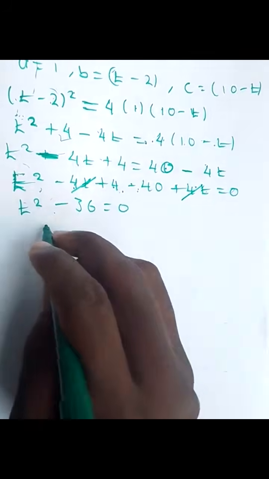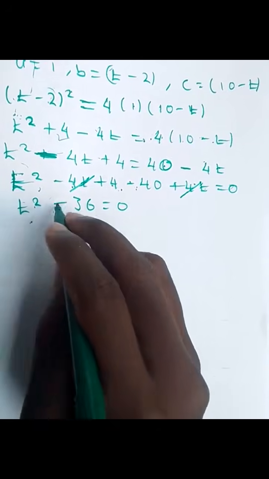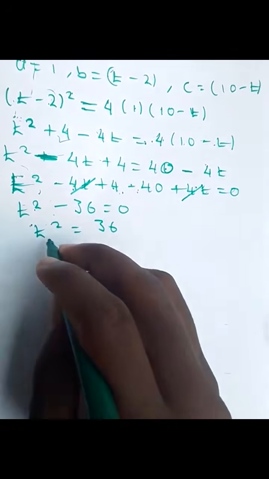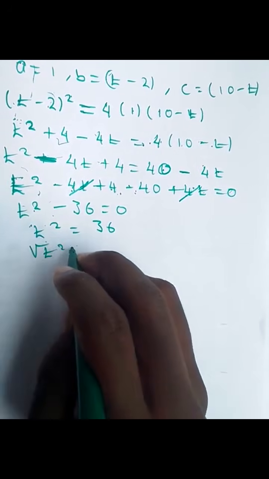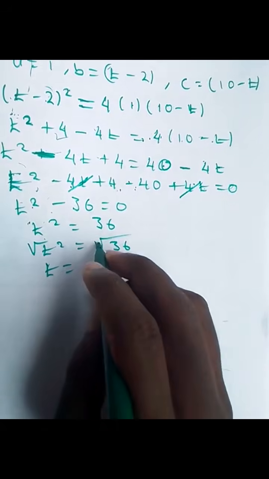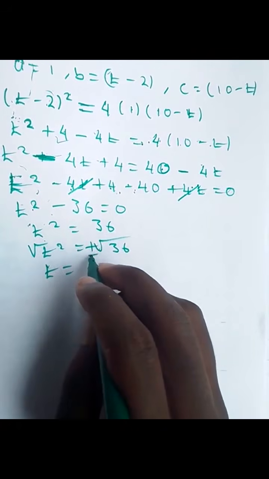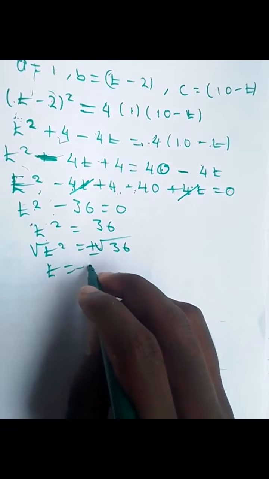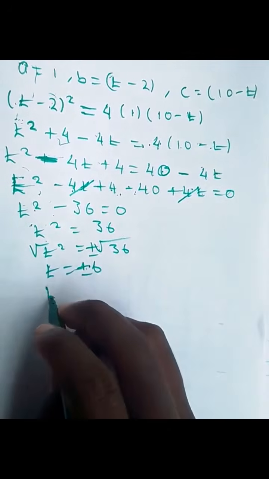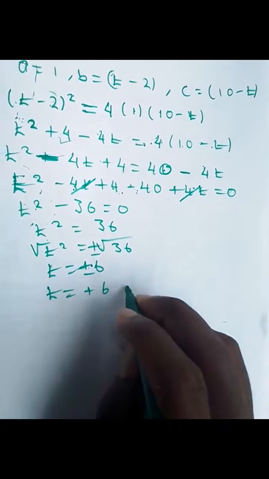So I can simply take this on the other side, right? Raise both sides to the square root. So t is going to be, and when I introduce the square root, this one becomes plus or minus. So square root of 36, it is 6. So t is equal to either positive 6 or negative 6.